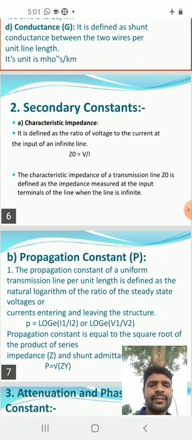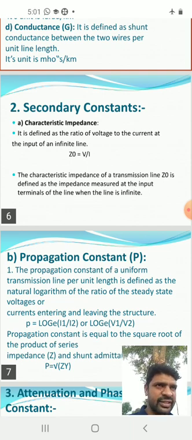Secondary constants: the primary constants are used to derive the secondary constants. Secondary constants are derived from primary constants R, L, C, G. In this we have two types: characteristic impedance Z0 and propagation constant P. Characteristic impedance Z0 is the ratio of voltage to current at the input of an infinite line. Z0 equals V by I.